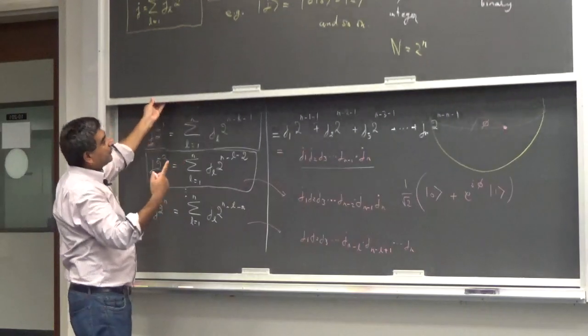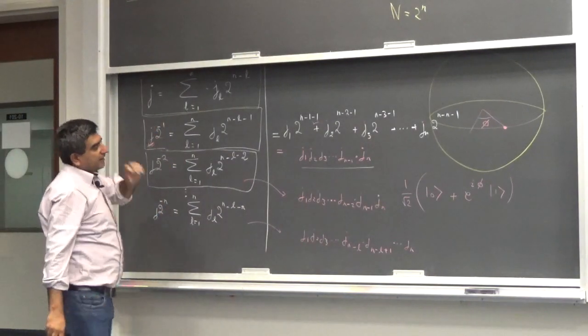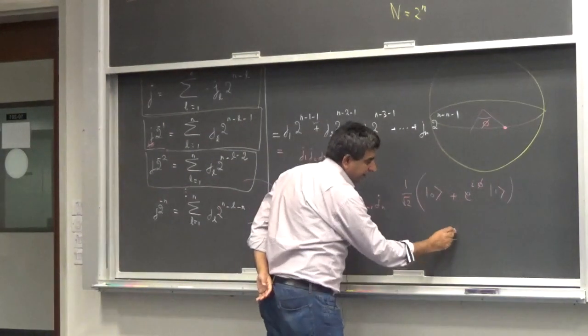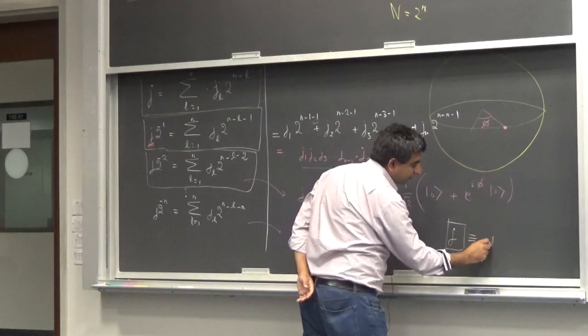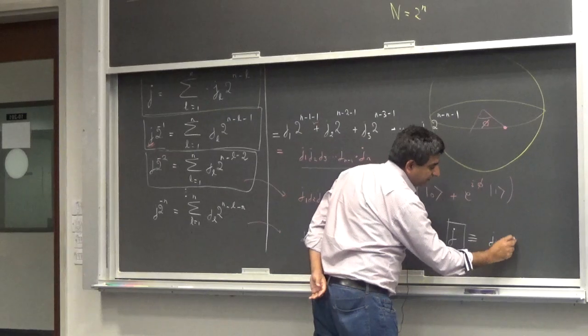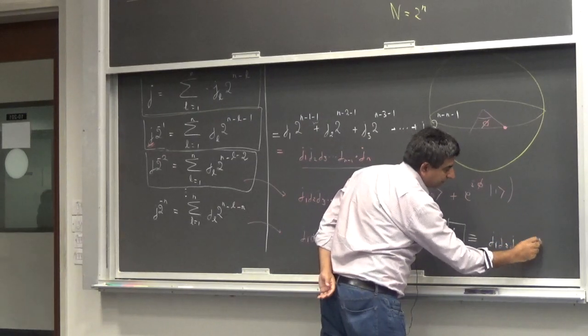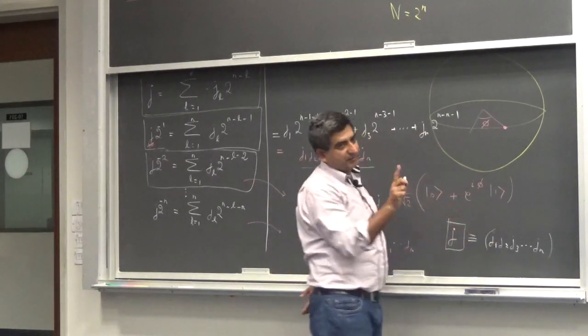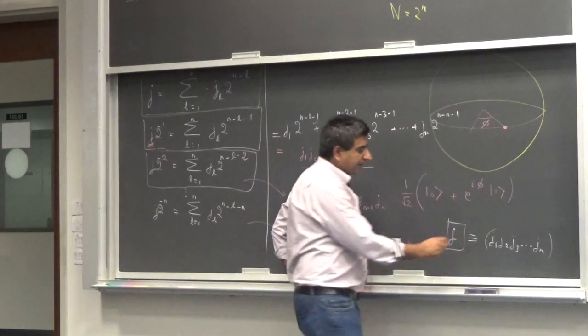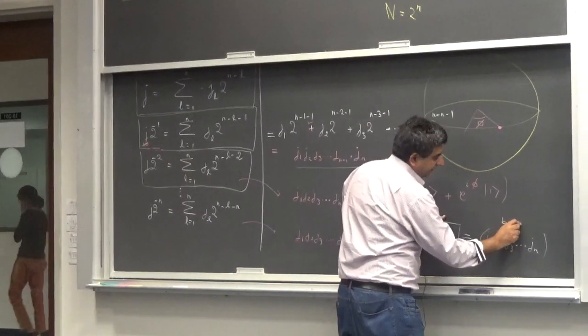And so there are two ways of representing states. One is by writing a decimal or an integer j. The other is writing this as a sequence of small j's with a subscript. And each one of these subscripts can be 0 or 1. So this is a binary representation, whereas this is an integer representation.